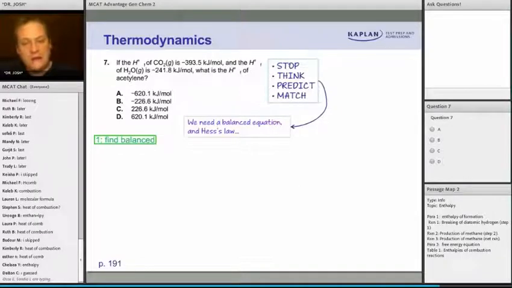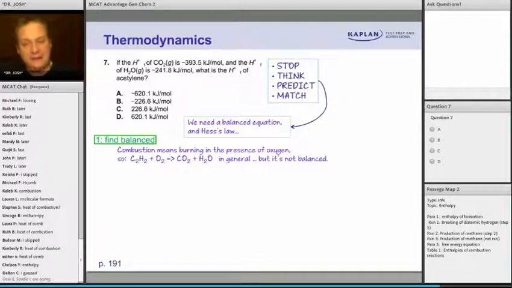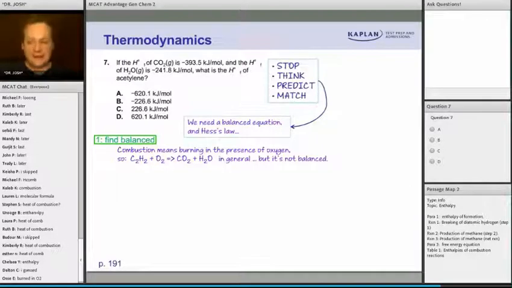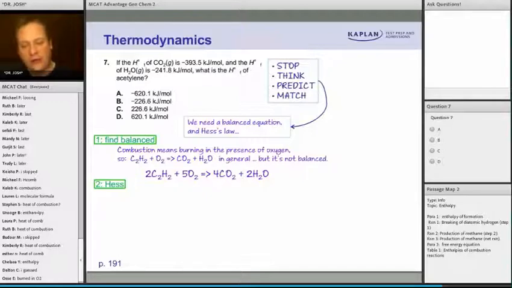So here, note, we need a balanced equation and we need Hess's law. Now, it's important to remember that combustion means a carbon source in the presence of oxygen yields carbon dioxide and H2O. So we're going to take our carbon source, acetylene, we're going to put it with some O2, and we're going to make CO2 and H2O. That's combustion, but it's not balanced. So we've got to balance it. Now that we've balanced it, we can actually do our enthalpy change overall using Hess's law, right?